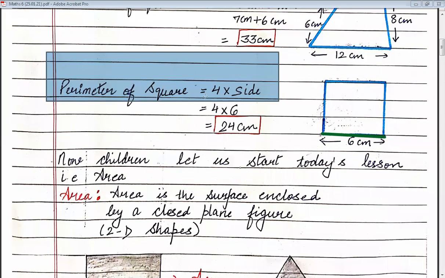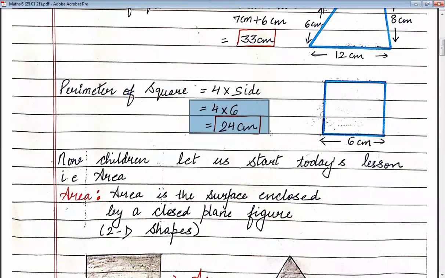So children, here your perimeter is 4 multiplied by 6, which is equal to 24 centimeter. And children, the unit of perimeter is centimeter because your side is also in centimeter. So your final answer is also in centimeter. Now, I hope, children, by this example, you are clear with the perimeter.